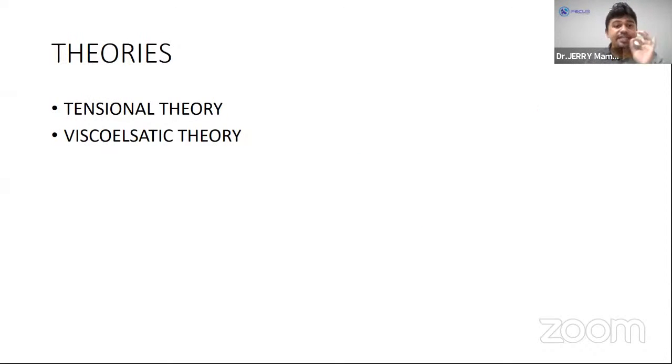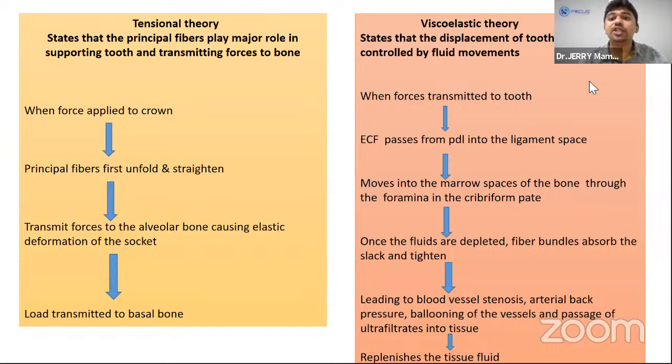Now coming to tensional theory and your viscoelastic theory. These are two theories which explain how your periodontal ligament plays a role in taking up the masticatory stress. Basically, theories explaining how periodontal ligament takes up the masticatory stress. Now we'll see what those are. You have your tensional theory and your viscoelastic theory. Now let's see what is the basic difference between both.